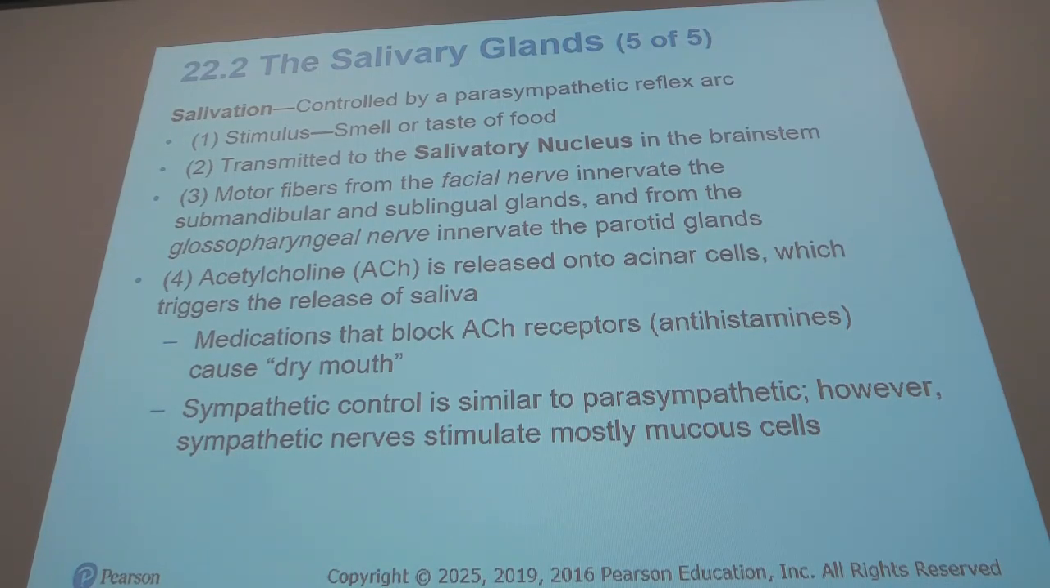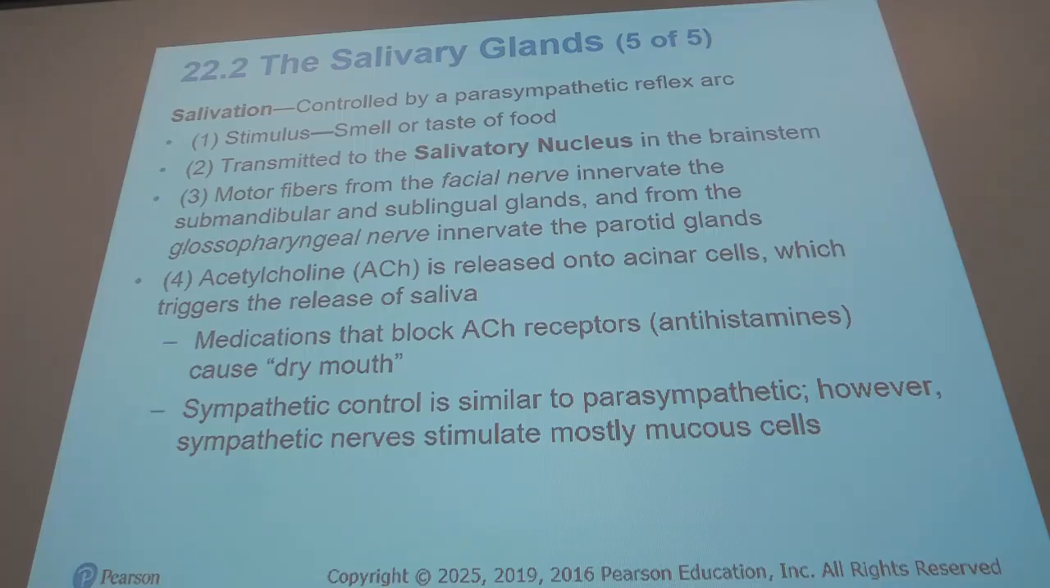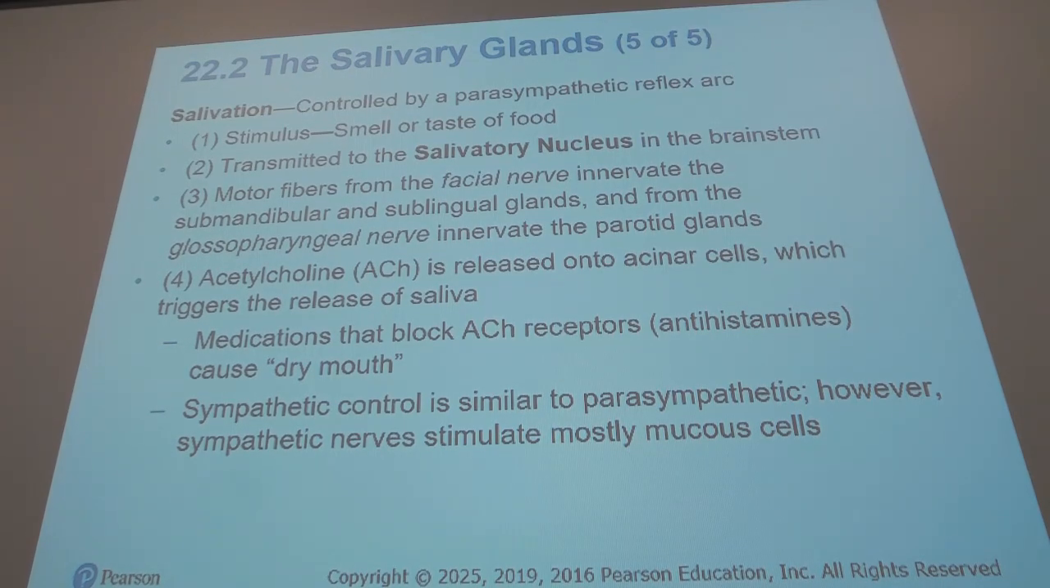Now, we have some drugs, like antihistaminic drugs, that block these acetylcholine receptors in the salivary glands and cause dryness in the mouth. So many of these medications give this warning: your mouth is going to be dry. Now, the sympathetic system is similar to the parasympathetic system. However, you will stimulate mostly the secretion of mucous saliva by your sublingual glands.